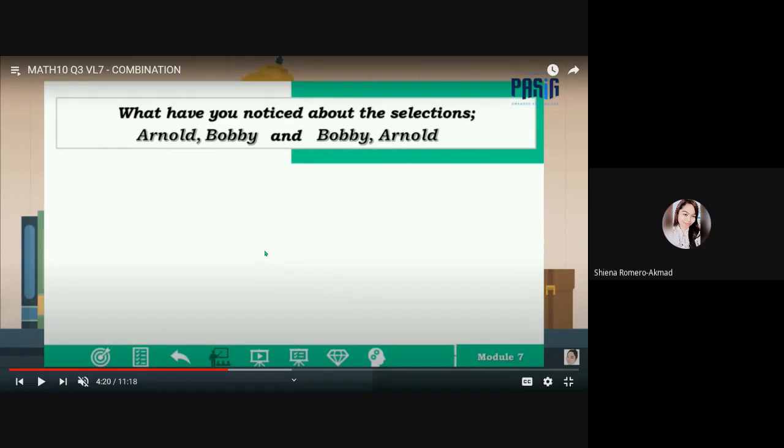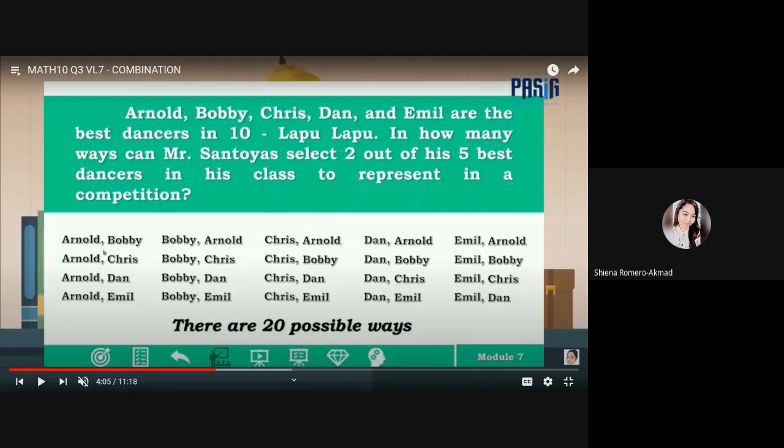Okay? So, as you can see, there are arrangements here na nagkakapare-pareho. Like for example, Arnold, Bobby, and Bobby, Arnold. Arnold, Chris, and Chris, Arnold. Arnold, Dan, and Dan, Arnold. Arnold, Emil, and Emil, Arnold. So mapapansin niyo yung mga names, no? Pareho lang. But as you can see, both of those arrangements, we can consider them as one kasi parehong tao lang yung involved sa arrangement na yon.